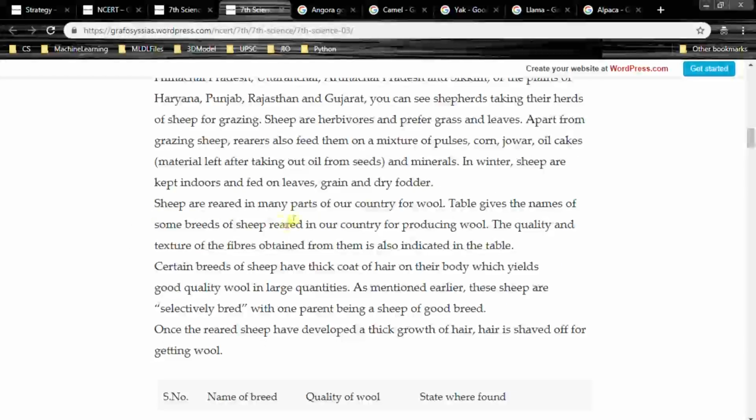Sheep are reared in many parts of our country for wool. The table gives the names of some breeds of sheep reared in our country for producing wool. The quality and texture of the fibers obtained from them is also indicated in the table. Certain breeds of sheep have a thick coat of hair on their body which yields good quality wool in large quantities. As mentioned earlier, these sheep are selectively bred, with one parent being a sheep of good breed.